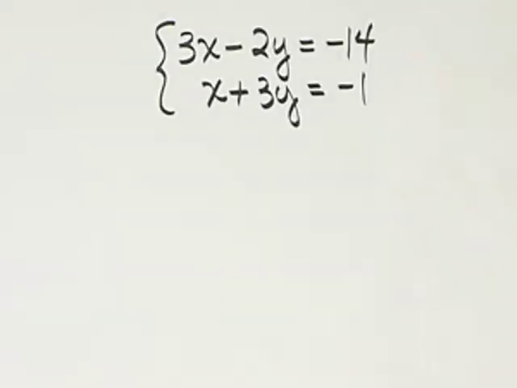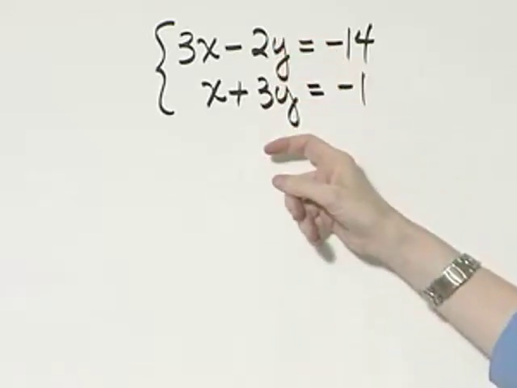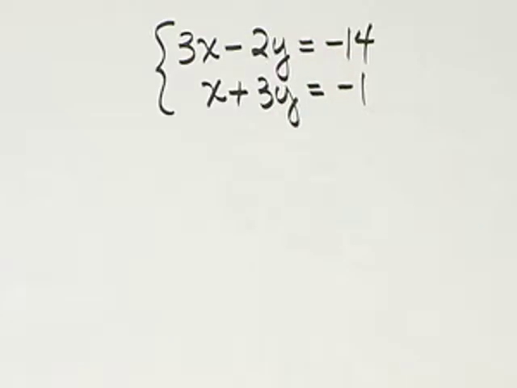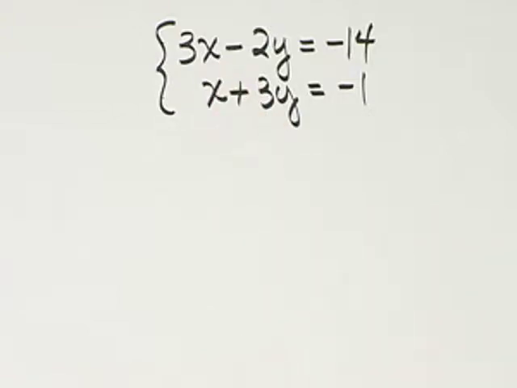Let's now solve this system of equations using substitution. Do not forget, when using substitution, you want to choose an equation and choose a variable in that equation to solve for. My suggestion is if you have a variable whose coefficient is 1 or -1, you go with that variable because then you won't introduce fractions when solving for that variable.